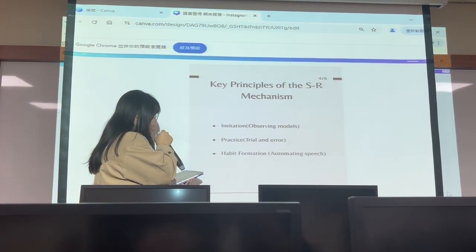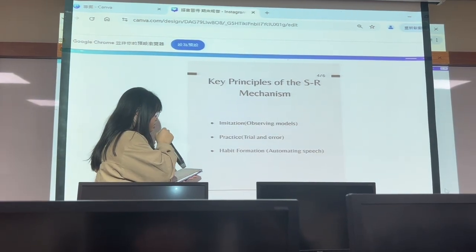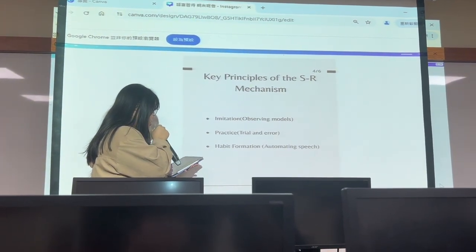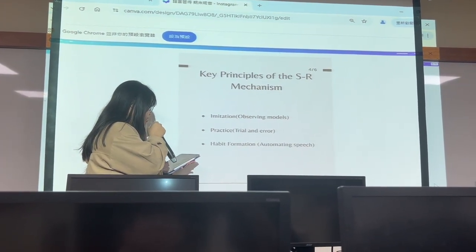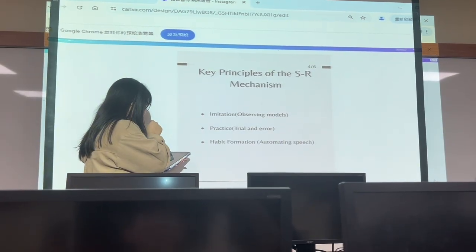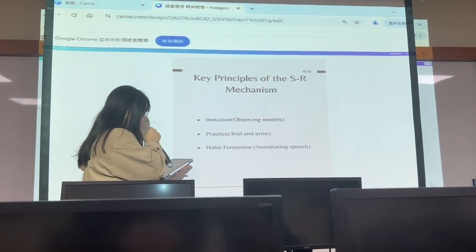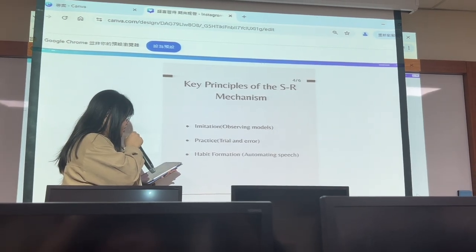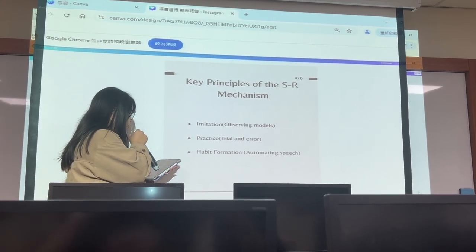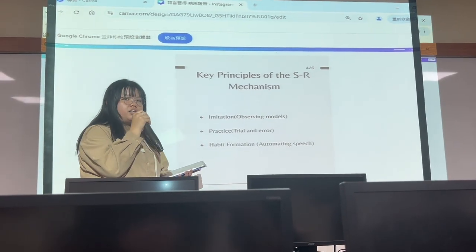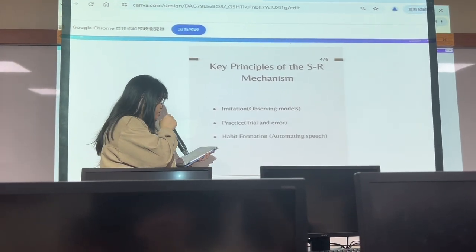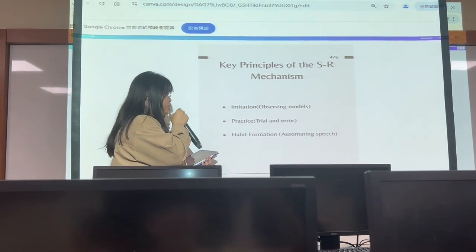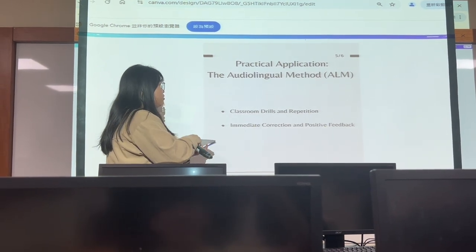And the third, habit formation. The goal is automating speech. After enough repetition and positive reinforcement, the correct language responses become automatic. Like a habit, you don't think hard to say thank you or how are you. It just comes out naturally.